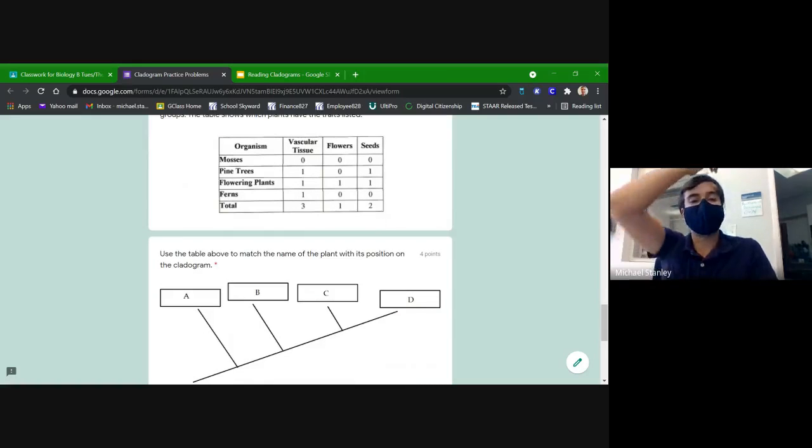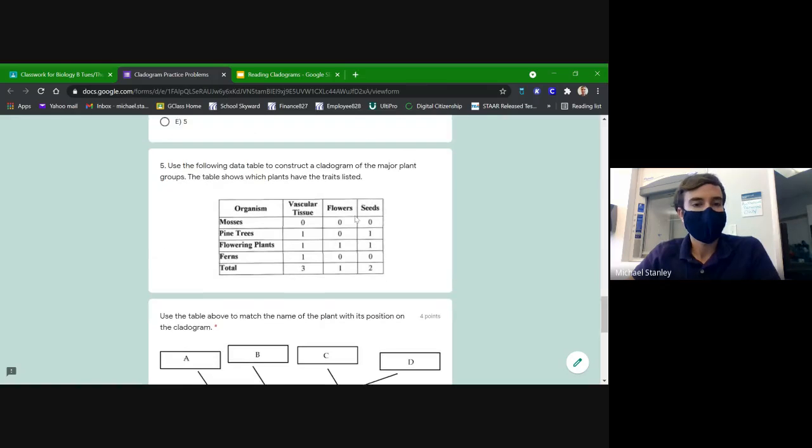And then finally, we have something that should hopefully look pretty familiar to you at this point. So we have some different types of plants: mosses, pine trees, flowering plants, and ferns. And we have some traits: vascular tissue, flowers, and seeds. And it's represented with a 0 or a 1 if the plant has it or it doesn't. So for example, ferns have vascular tissue, but they do not have flowers and they do not have seeds.